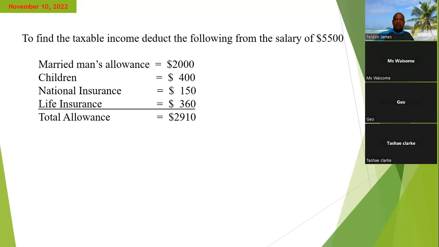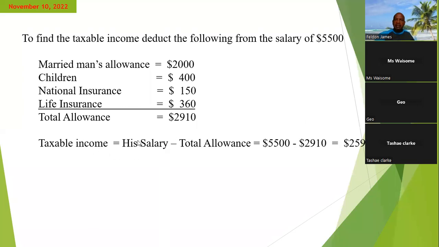All right, so based on the calculation, you would add all the allowances, and you get 2,910, so that's the total allowance. That means this is the tax-free part of your money. They are not going to tax this portion of your money. The portion that they will tax is the portion after you subtract your allowance. So his salary minus his total allowances gives you $2,590. That's the portion that will be taxed, and so that is known as the taxable income. Is that clear to everybody?